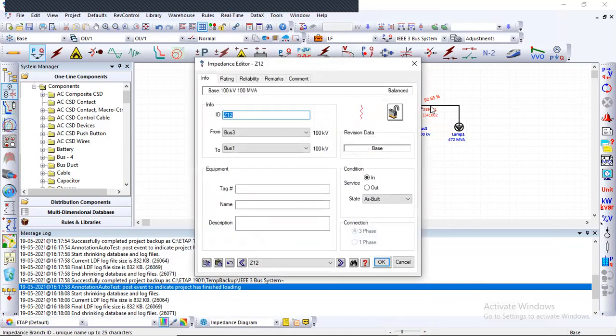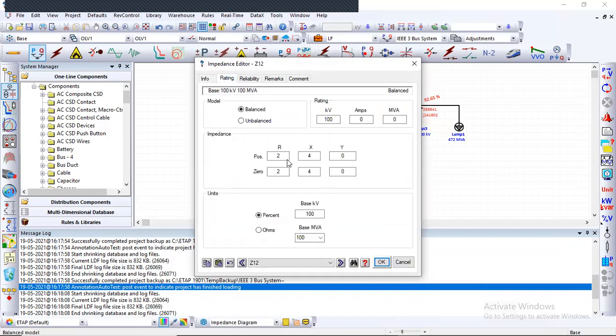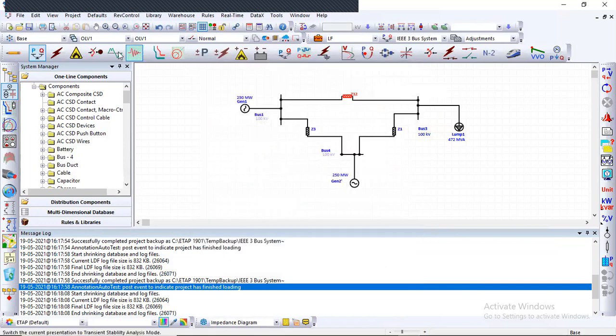Remember this value is 92.65%. So if we change the value of resistance to 5 instead of 4, what will be the impact on the percentage value? It will also cause it to reduce. This is the thing I tell you guys.